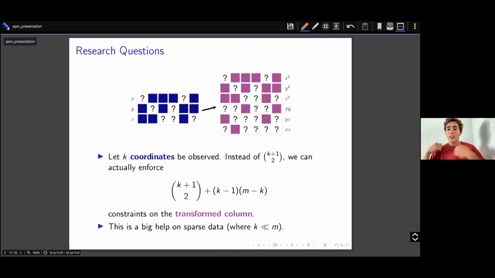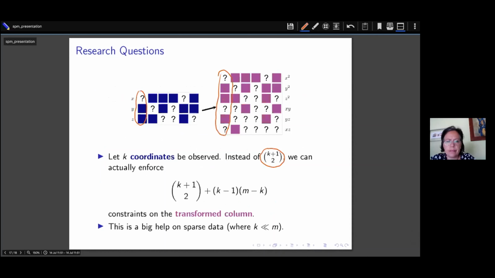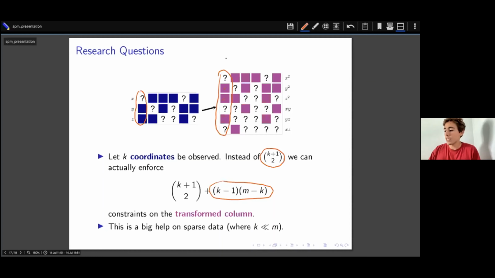So here's our idea. Maybe we can make LRMC work. Instead of just enforcing these k plus 1 choose 2 conditions on each column, let's say that here I'm observing k coordinates. In the corresponding column here, I was able to tell you k plus 1 choose 2 coordinates. But with this that I've alluded to, but not explained entirely in the previous slide, there turned out to be an extra k minus 1 times m minus k linear constraints active on this column.